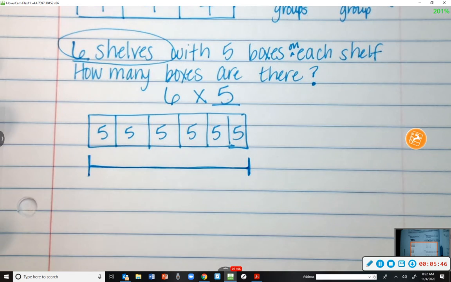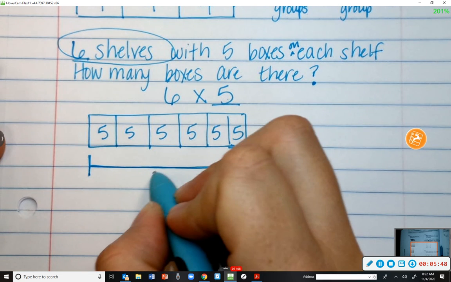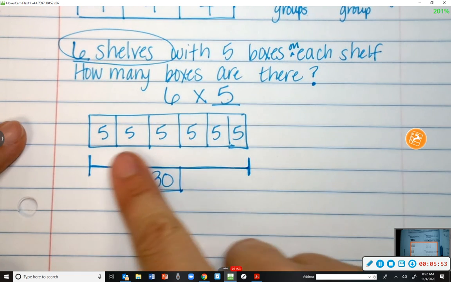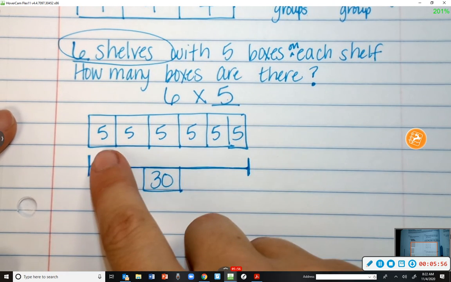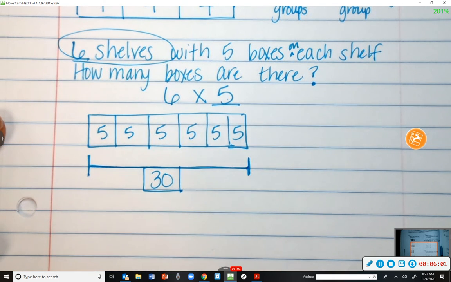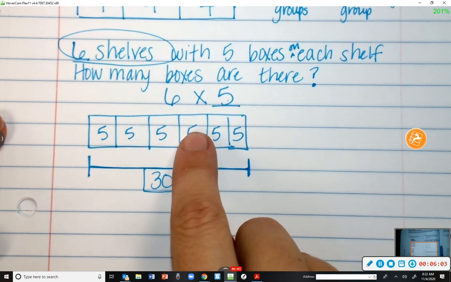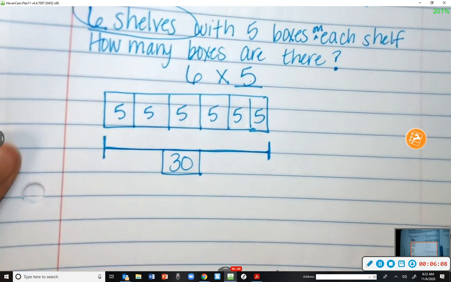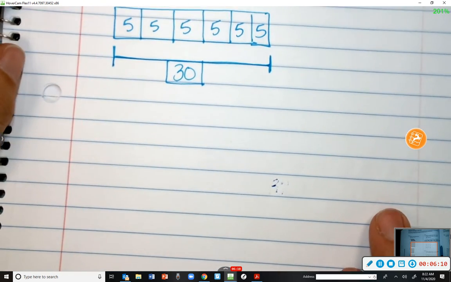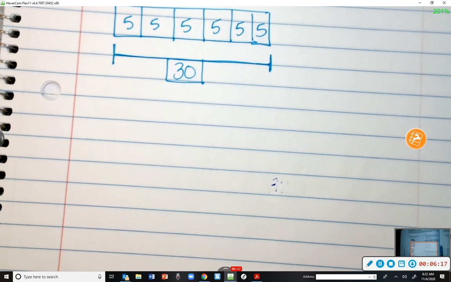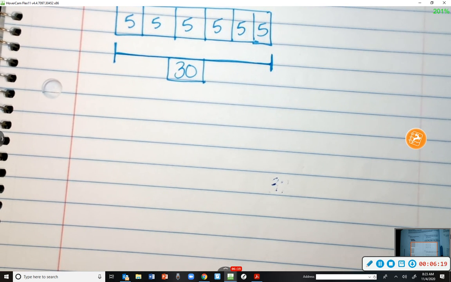Gregory? 30. 30, good. So, if you were trying to figure out what the answer is, what could you do with all these 5s? Javette? Skip count. So 5, 10, 15, 20, 25, 30. Good job. So I get it then. Okay, next one.